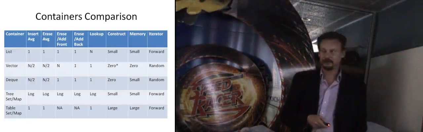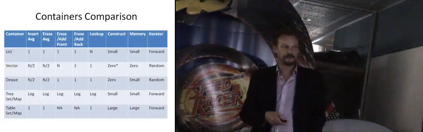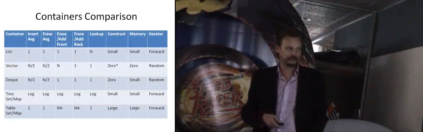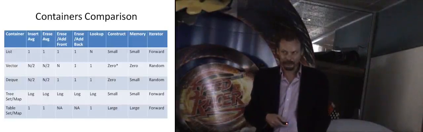Erase at the front is always going to be n, because you always have to shuffle all the objects down one, so that's very expensive to use to pop the front of a list, or add to the front of the list.